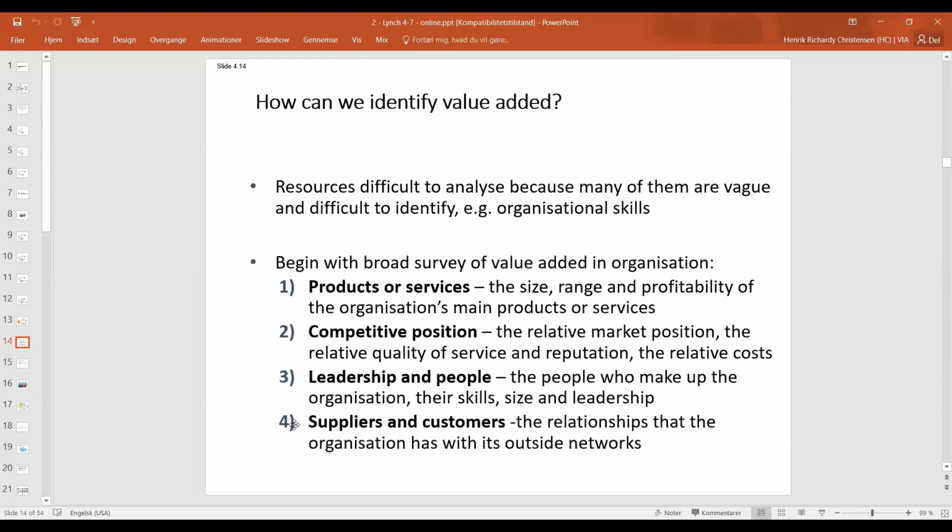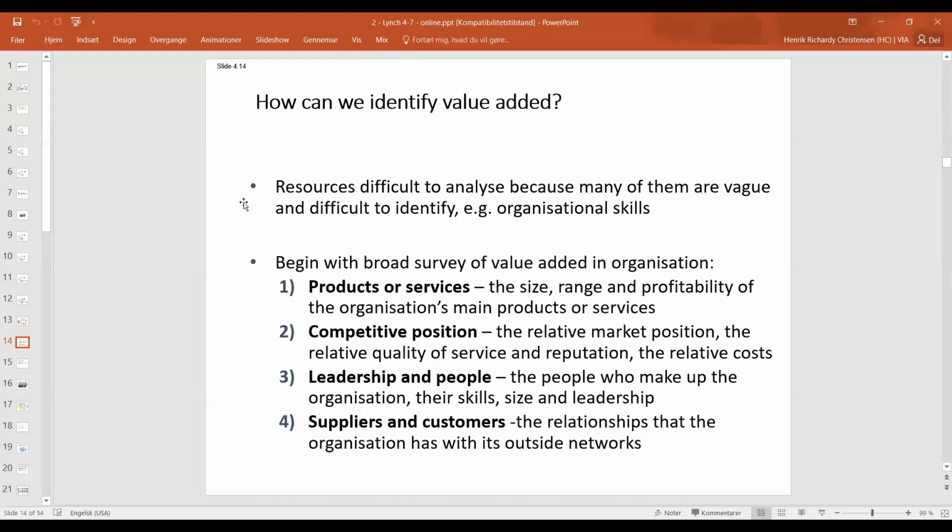Then the fourth part here, suppliers and customers. He says here the relationship that the organization has with its outside networks. And of course, if you have good networks and you have access to, let's say, knowledge, capabilities, resources that others do not, simply because you have a good network, then that is something that will add value to your organization.